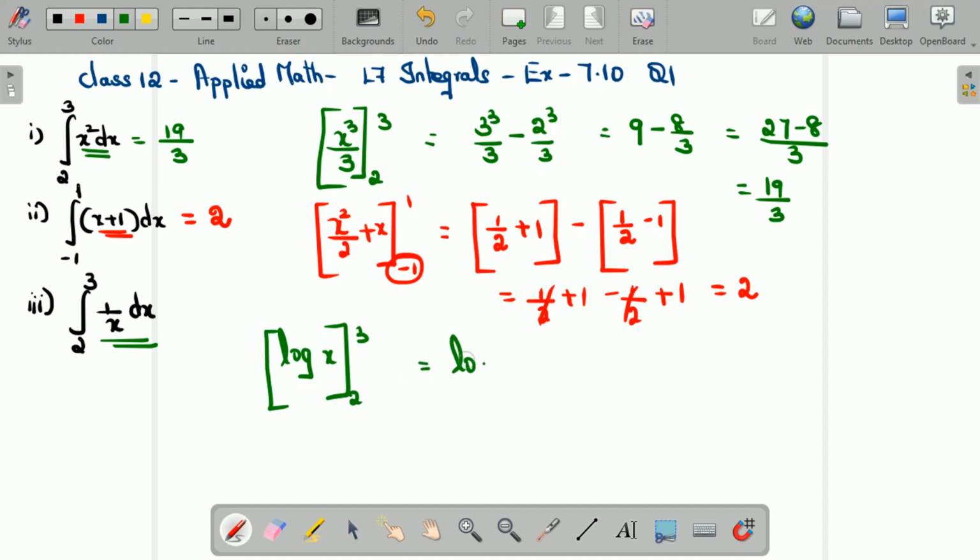So this is going to be equal to log 3 minus log 2. And you have a property in logarithm, right? Log a minus log b is nothing but log of a by b. So in this case it is 3 by 2. So this is the answer for the third question, log of 3 by 2.